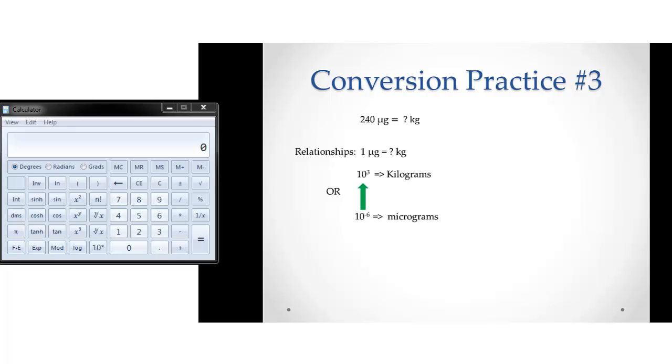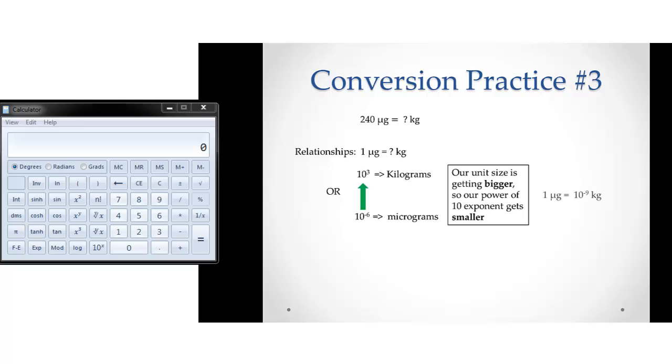In making our relationship, our given unit, micrograms, has the number 1, while the unit we are converting to, kilograms, is assigned our power of 10. Since our unit size is getting bigger, our power of 10 exponent gets smaller. Since we are going 9 steps and need to get smaller, kilograms is then given 10 to the power of minus 9. So our conversion factor is 1 microgram equals 10 to the power of minus 9 kilograms.